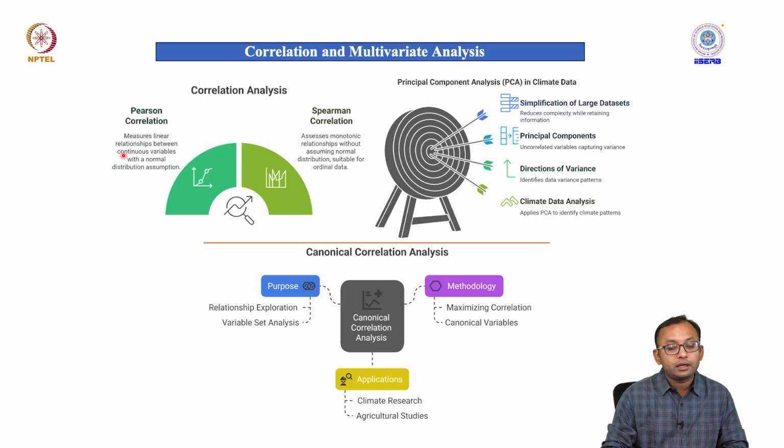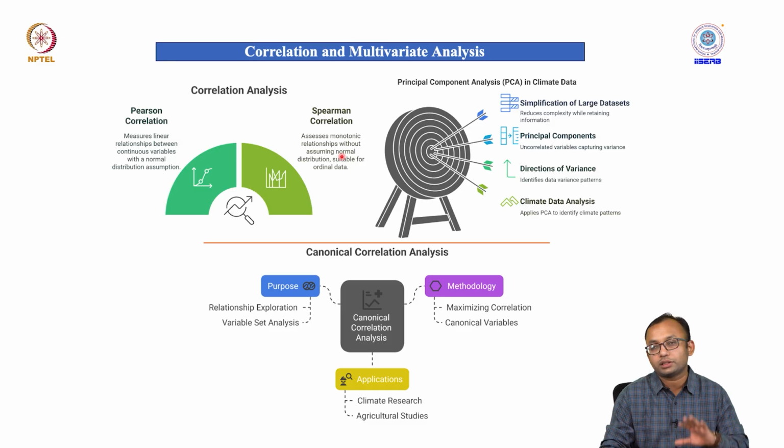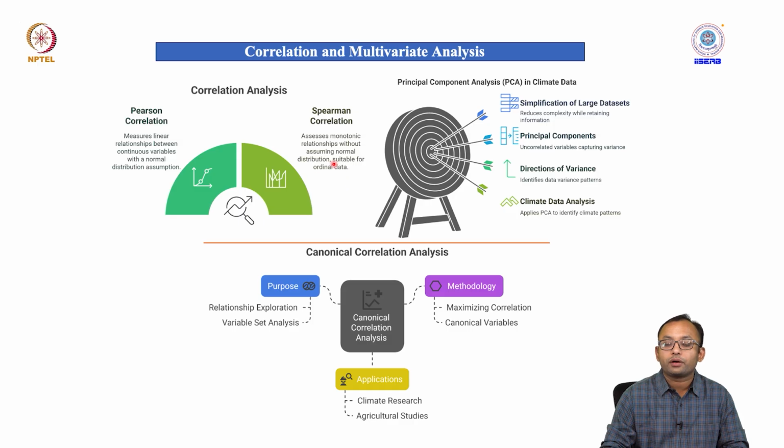These are linear relationships between continuous variables, where we are assuming some sort of normal distribution. But when we are talking about Spearman, we are using a monotonic relationship without assuming any kind of distribution. So, this is a distribution free correlation method and suitable for ordinal data sets. This method can tell you how two variables, or four variables, or n variables are correlated with each other. Then there is another analysis.